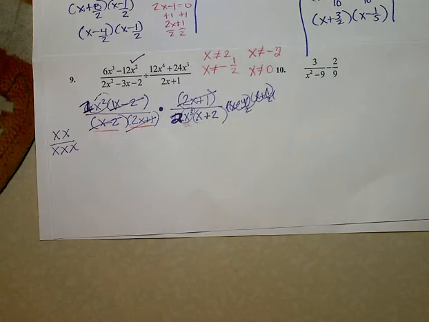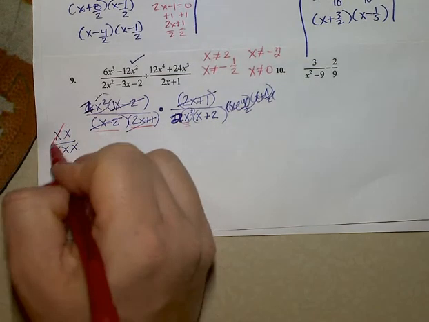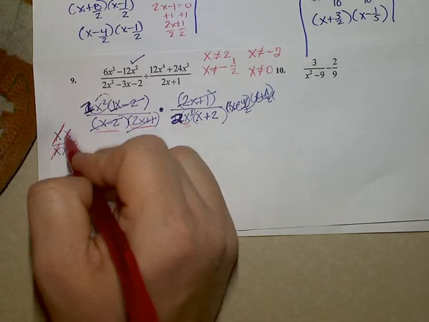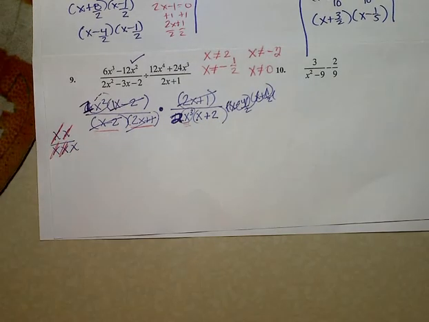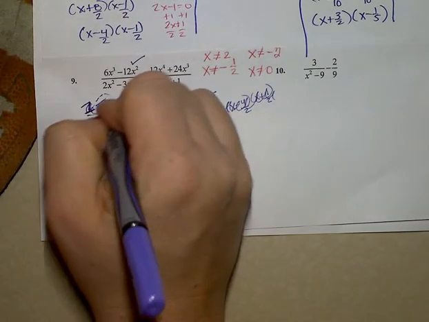Where am I coming up with this again? Here's x squared, and here's x cubed. So cancel 1x on top with 1x on the bottom, and you're left with 1x on the bottom. So I'm going to change this into a 1, and I'm going to eliminate that x on top.